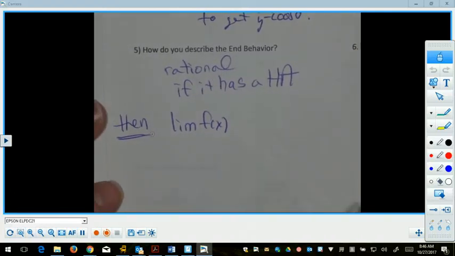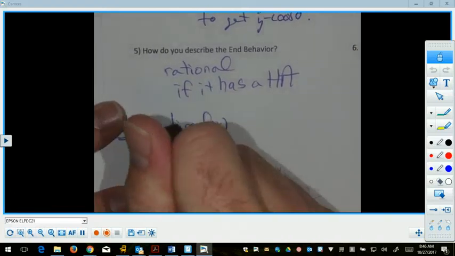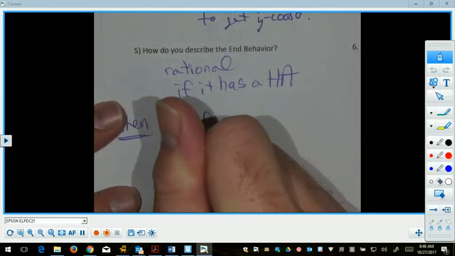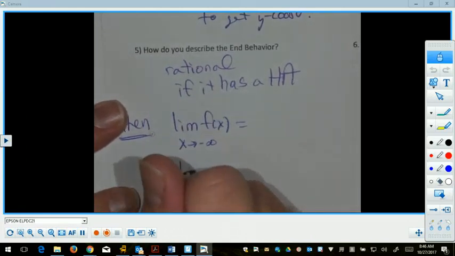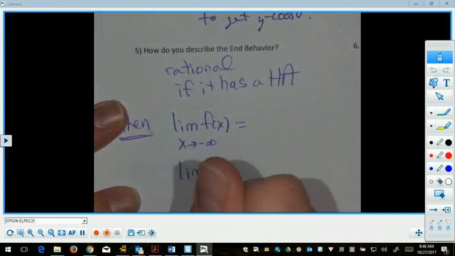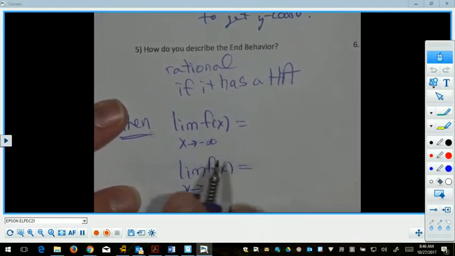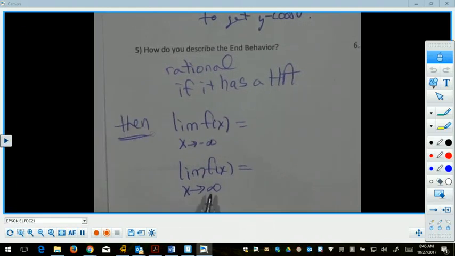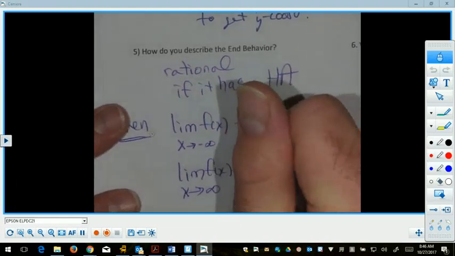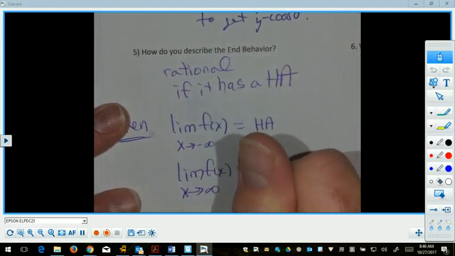But when they have a horizontal asymptote, the limit as x approaches negative infinity and the limit on the function as x approaches positive infinity, what's going to happen to the height is it's going to get closer and closer to whatever the horizontal asymptote is.